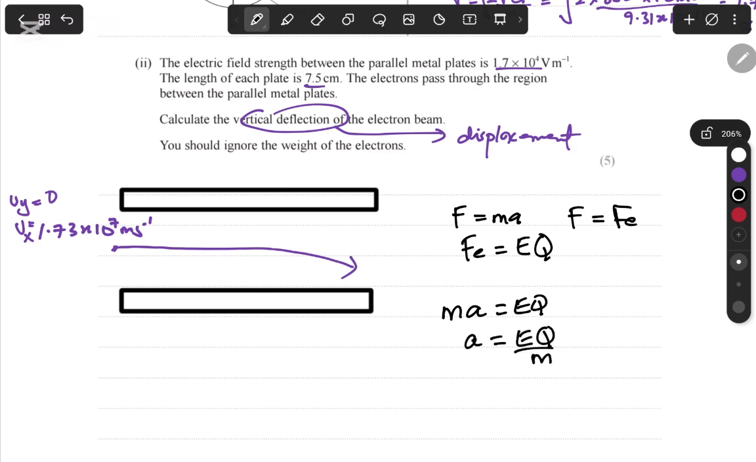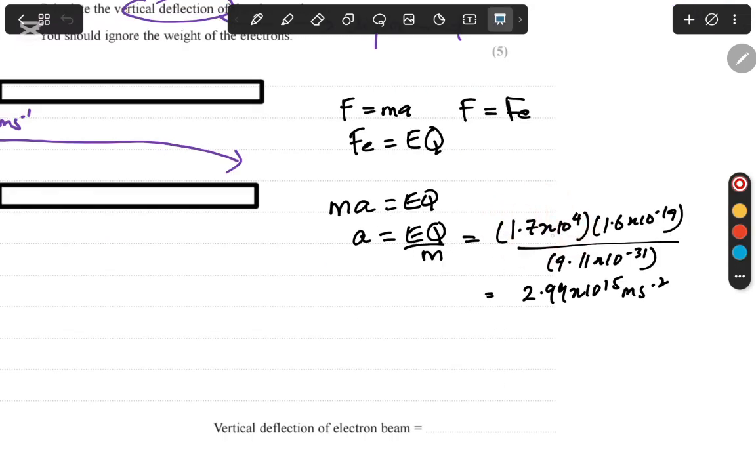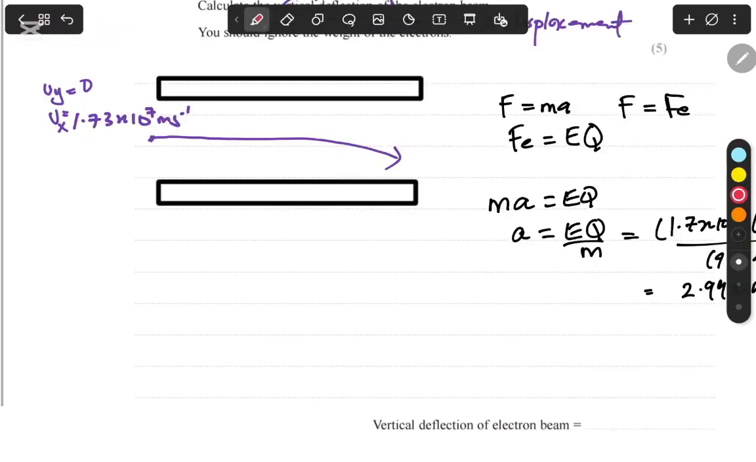Now all I'm going to do is plug in the values and get the answer for the acceleration in the electric field. After we plug them in, we're going to get the acceleration as 2.99 times 10 to the power of 15 meters per second squared. So now what we can do is we can use SUVAT, and remember this is all in the vertical direction.